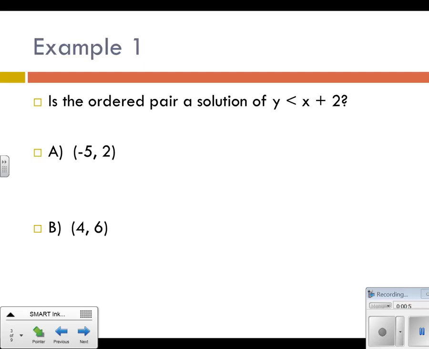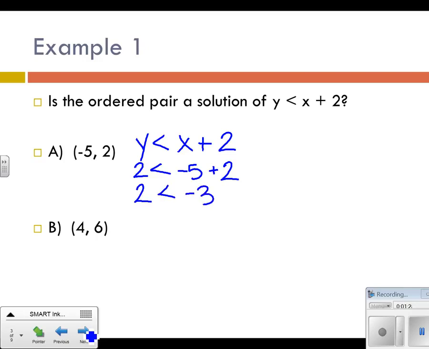Is the ordered pair a solution of y is less than x plus 2? In the first one, A, we have negative 5 as our x and 2 as our y. So we're going to take y is less than x plus 2, and see if this ordered pair makes this inequality true. So the y, which is 2, is less than negative 5, our x, plus 2. Then we're left with 2 is less than negative 3, and we know that that's not true. 2 is not less than negative 3, so no, the ordered pair negative 5, 2 is not a solution to the inequality y is less than x plus 2.